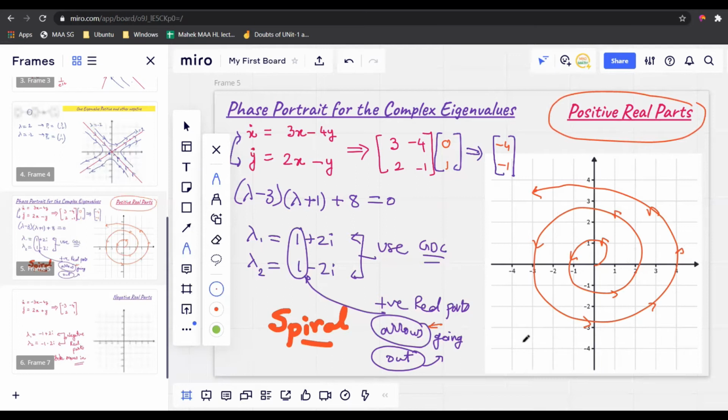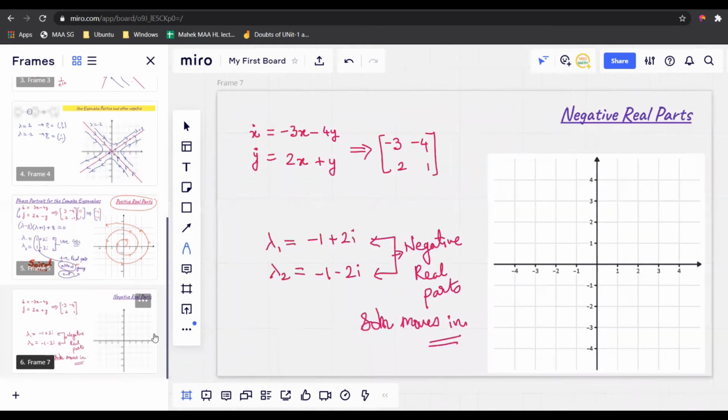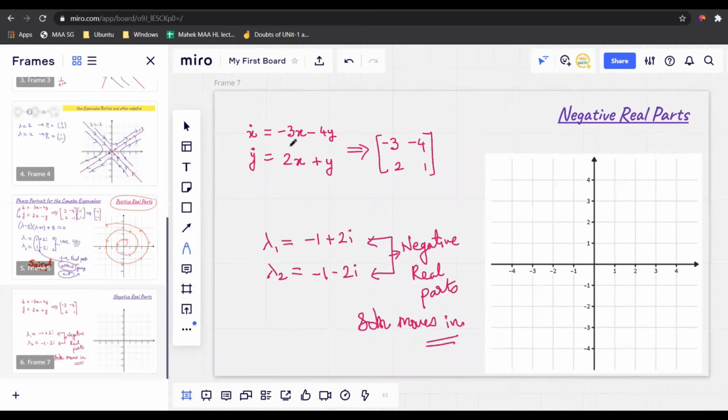Similarly, if you have negative real parts, then what happens? The spiral will go in instead of going out. We will see that case where we have negative real parts. Similar example, I just changed the sign. If you find the eigenvalues of this system of equations, you'll get these as the answers. We can see we have negative values, -1 and -1, so both are negative real parts.